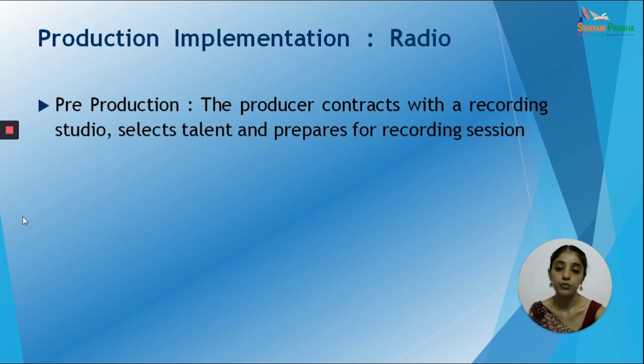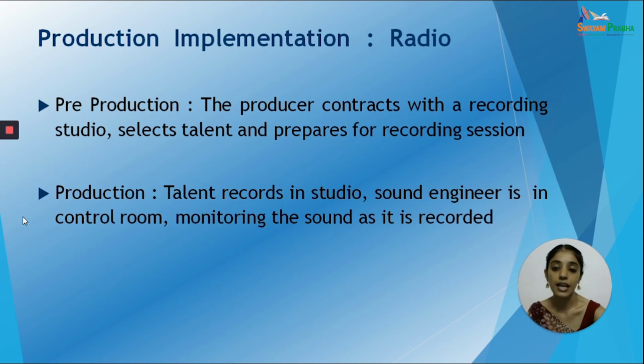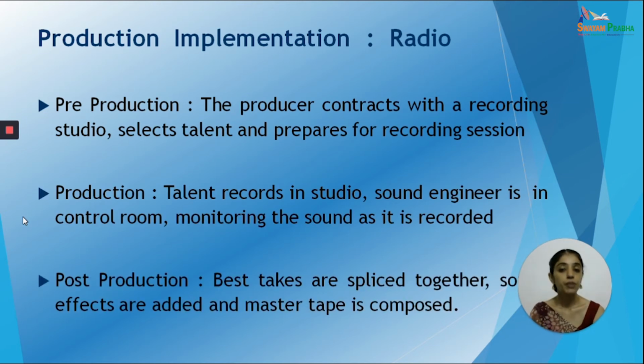Next is radio. Radio and TV can be seen in three phases: pre-production, production and post-production. Radio has three phases as follows. In the pre-production stage for radio advertisements or radio campaigns, the producer contracts with a recording studio, selects talent and prepares for a recording session.